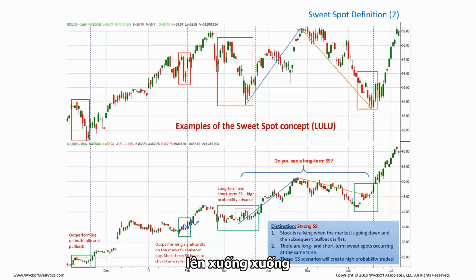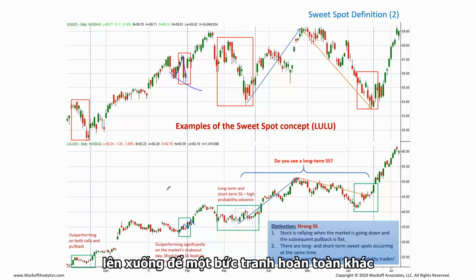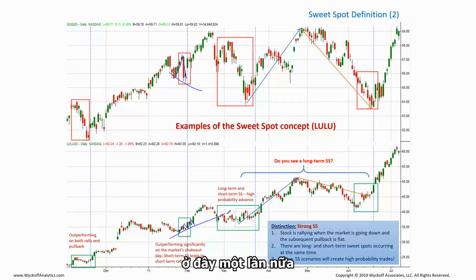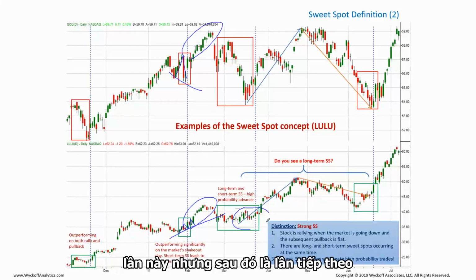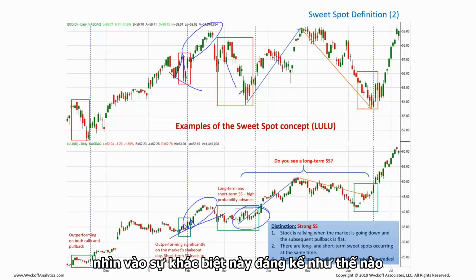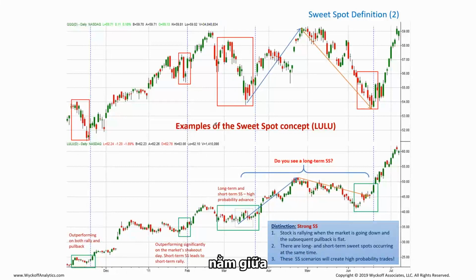Up, down, up, down, up, down. So quite a different picture here again, where the market is creating short-term weakness and the stock is creating short-term strength, and that again suggests some kind of outperformance. Not a lot this time, but then the next one, look at how significant this discrepancy is between the market and the stock.